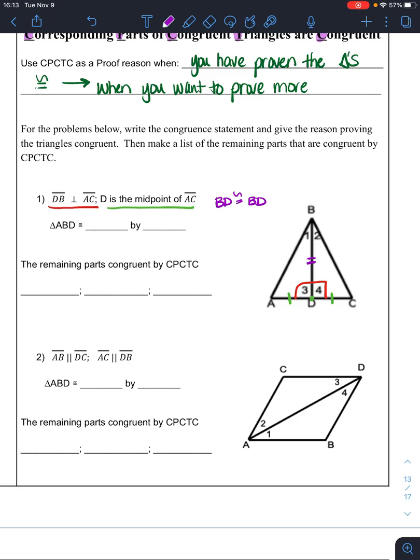Now, there are lots of things that we would say in the proof. DB is perpendicular to AC, which means angle 3 and angle 4 are right angles. And angle 3 is congruent to angle 4 because right angles are congruent. AD is congruent to DC. BD is congruent to BD because of the reflexive property, which means then that ABD is congruent to CBD because of side angle side. Okay, this is not HL because I haven't said anything about AB and BC. So this is side angle side.